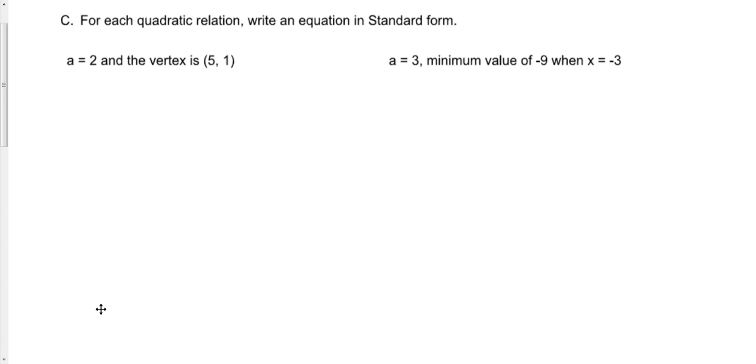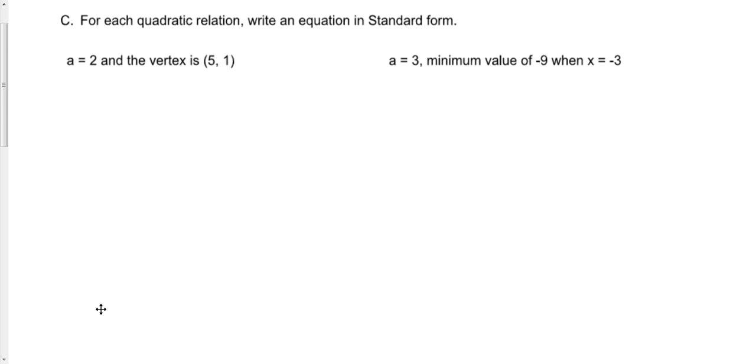Right now what we're going to do is find the quadratic relation first, write it in vertex form, and then convert that vertex form of the equation into standard form. So if you take a look at the first example on the left-hand side, it tells us that our a value is equal to 2 and that the vertex is at (5, 1).